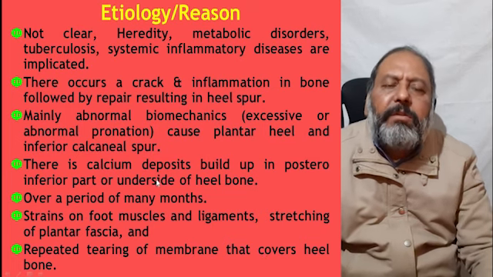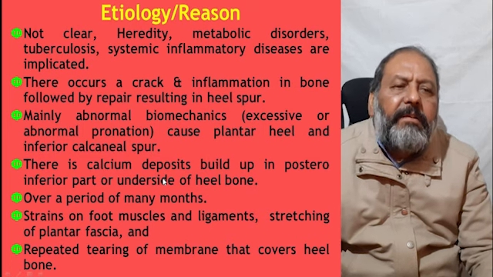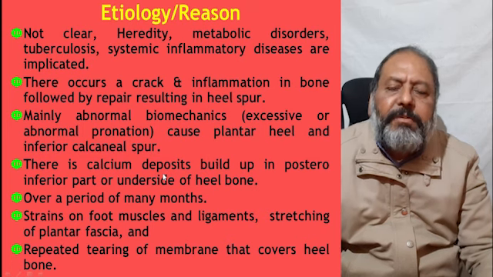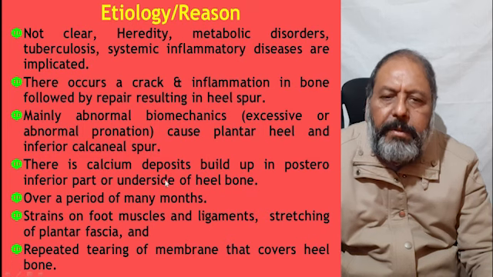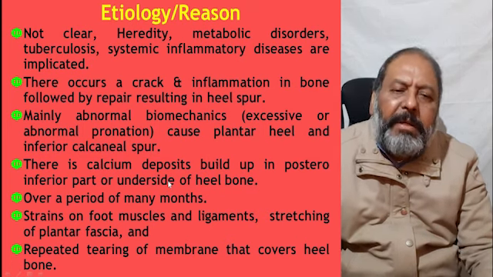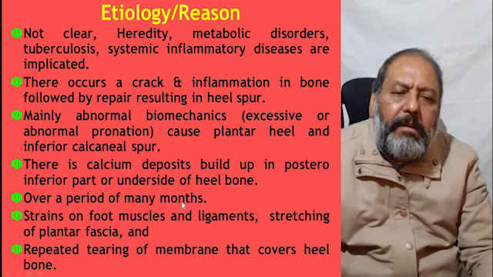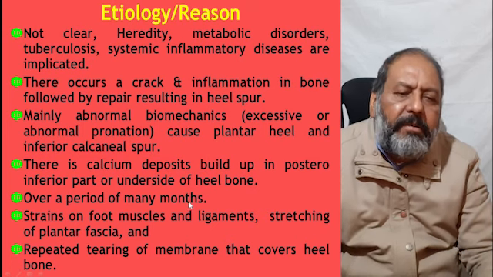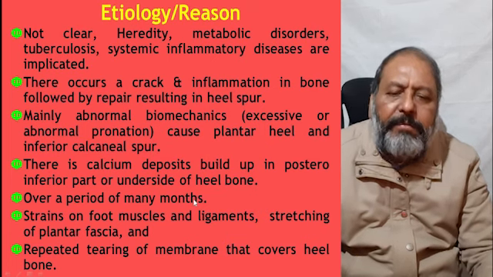Now, the etiology or the reason of this calcaneus bone spur is not very clear, but heredity, metabolic disorders, tuberculosis, and systemic inflammatory disease are implicated and involved in spur formation. There occurs a crack and inflammation in the bone, followed by repair, resulting in the healed spur. Mainly abnormal biomechanics, meaning excessive or abnormal pronation, causes the plantar heel and the inferior calcaneal spur formation.